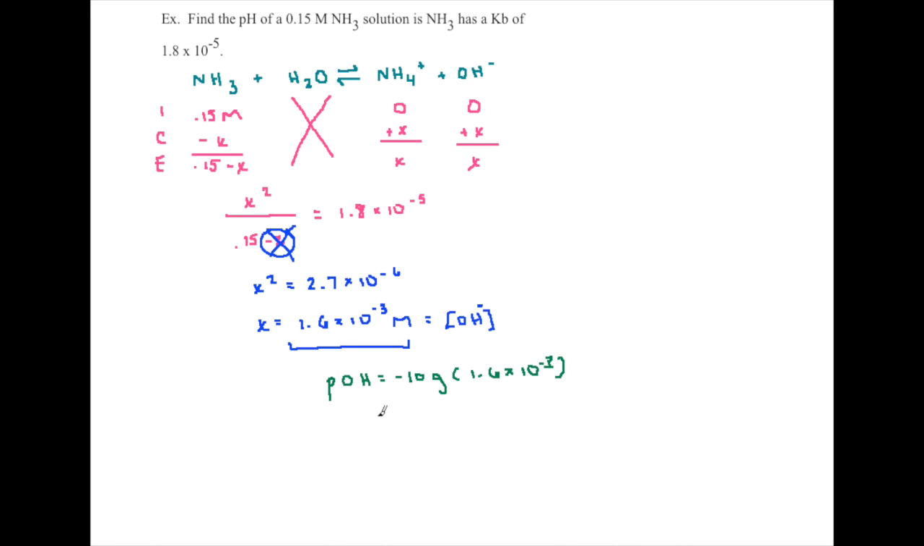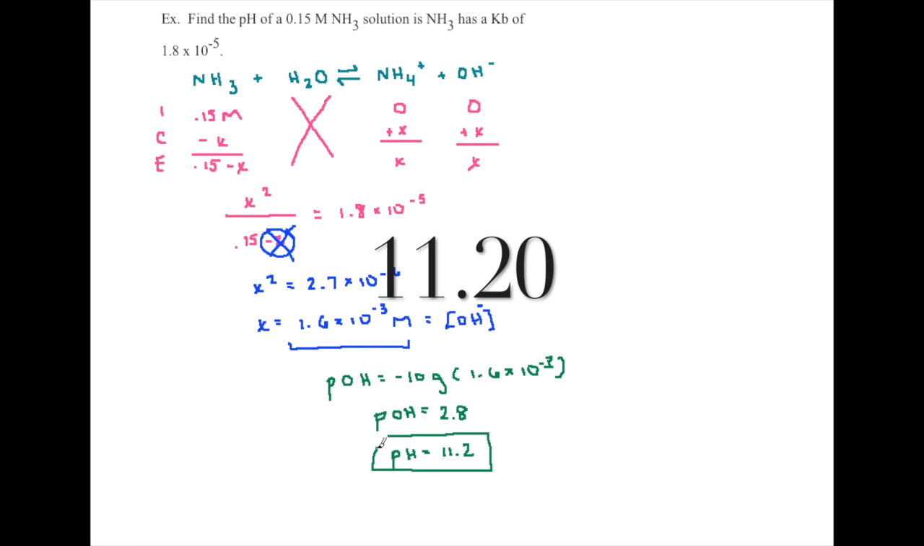Okay, and when I do that, I find that my pOH equals 2.8. Now, I'm actually not interested in pOH. I want to find my pH. So 14 minus that value gives me a pH of 11.2. And that is my final answer.